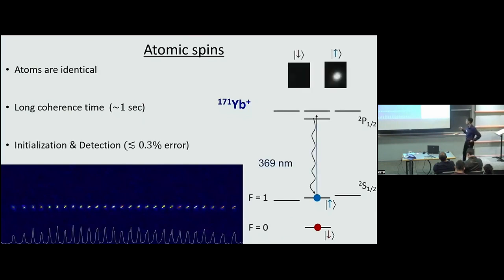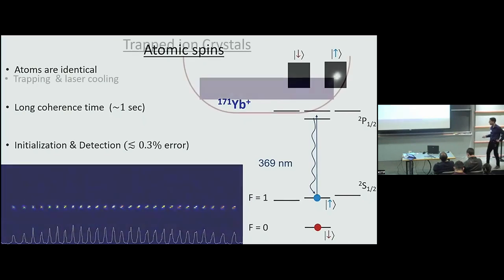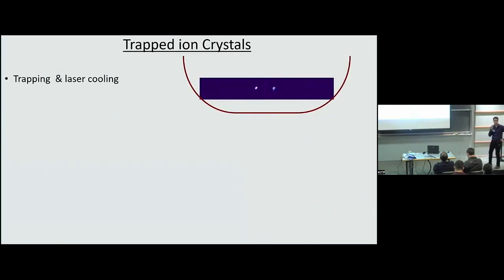And we can also very efficiently prepare the state to be either up or down, and also detect what the state is just by shining some light that is resonant with some excited state transition. We would see an ion only if the state is up, and otherwise it would be dark. Now, the way that we form these crystals is that we assemble them atom by atom. We apply trapping forces and also laser cooling. Here you can see how we assemble those crystals.